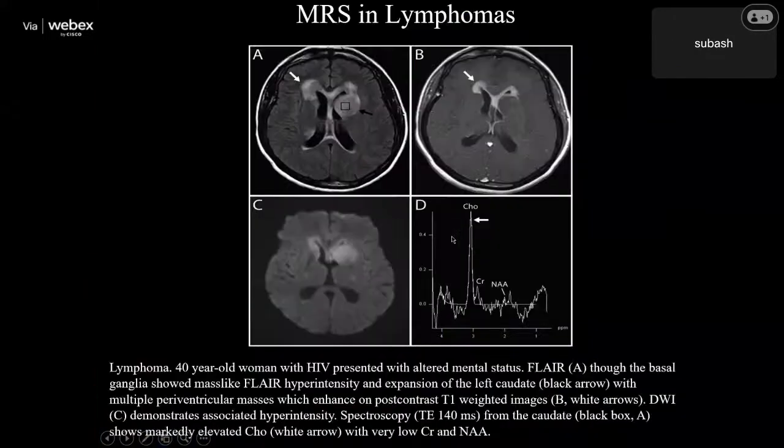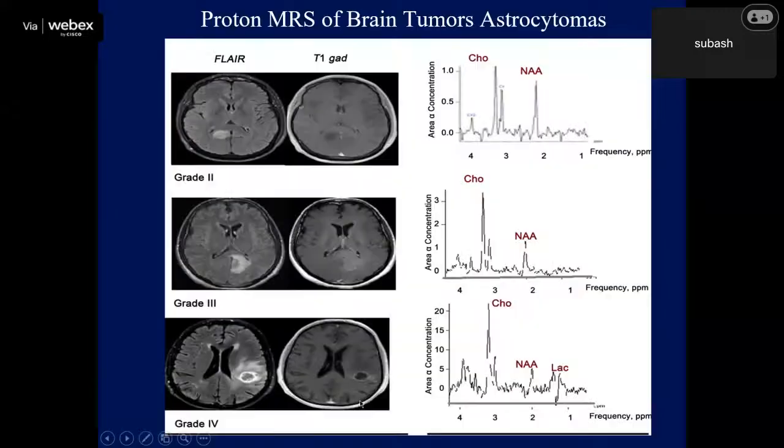Then this is a lymphoma. You can see lymphomas again have no NA. There are no viable neurons. In this region, all the neurons have died because of the tumor. You can see a very high choline peak in the region of this tumor. So you can immediately make out what type of tumor it is, and whether there are any viable neurons or the neurons are already dead in that region.